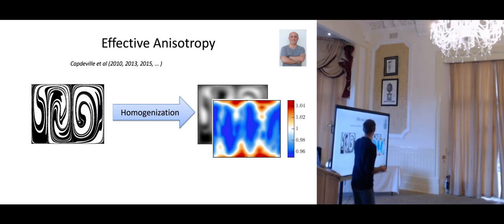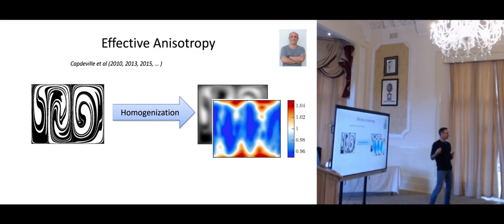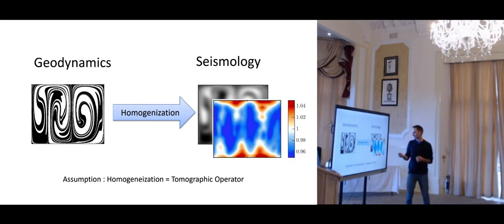So in this averaging, on the left you have a structure that is spatially complex, but the tensor is simple, it's an isotropic tensor. Whereas on the right, we have a very simple spatial structure, but the elastic tensor is complex because we add an anisotropy. And so yes, this is the assumption that we're making. The homogenization is the tomographic operator.